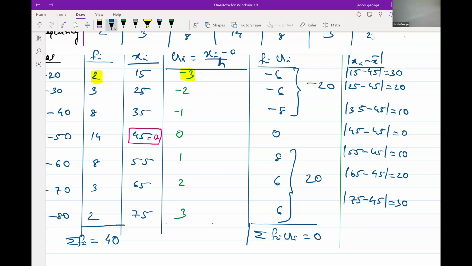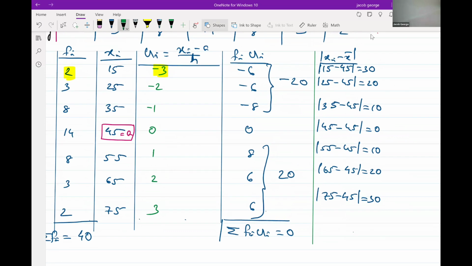This is modulus xi minus x bar. Now the final column, fi into modulus xi minus x bar. Multiply fi, that is 2 into 30, right? Fi is 2. 2 into 30 is 60. Then 3 into 20, again 60. 8 into 10, 80. 14 into 0, that is 0.